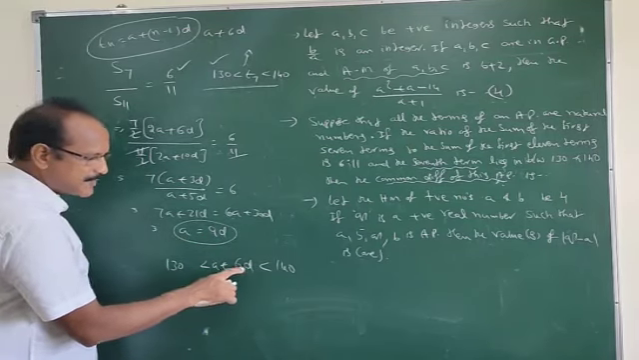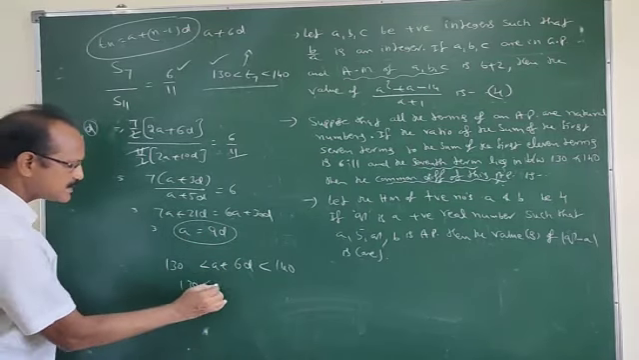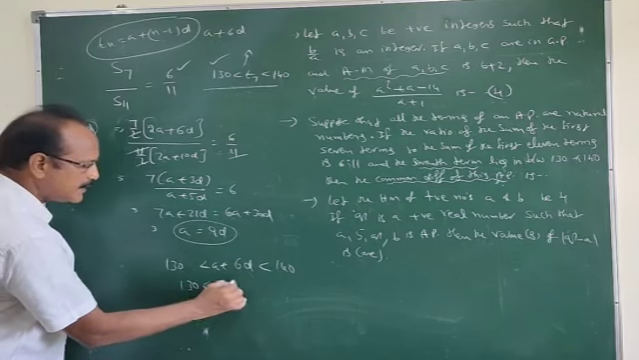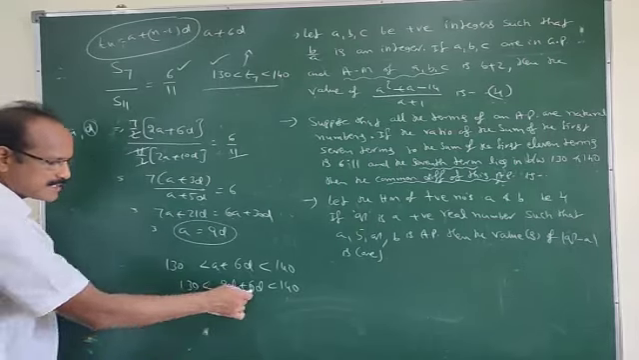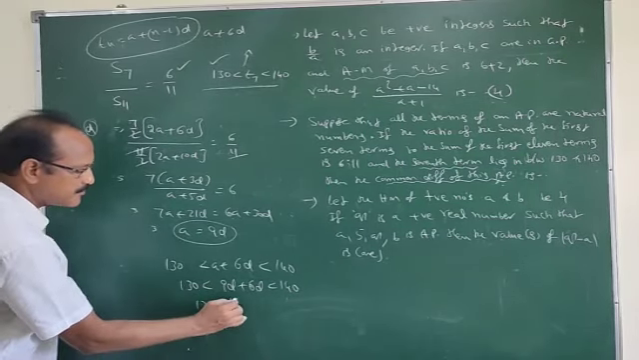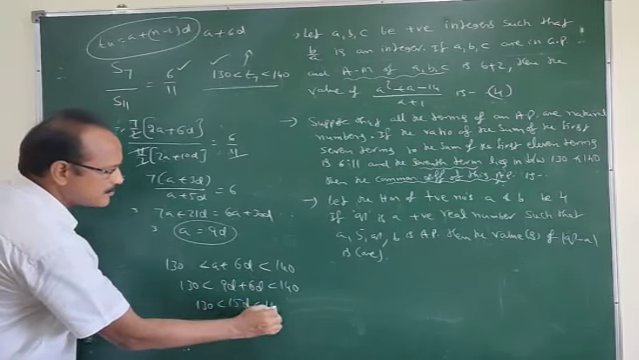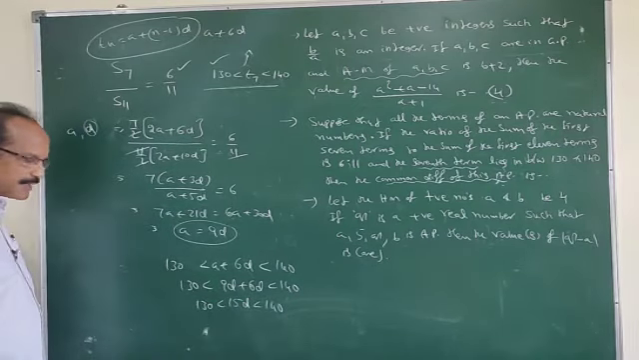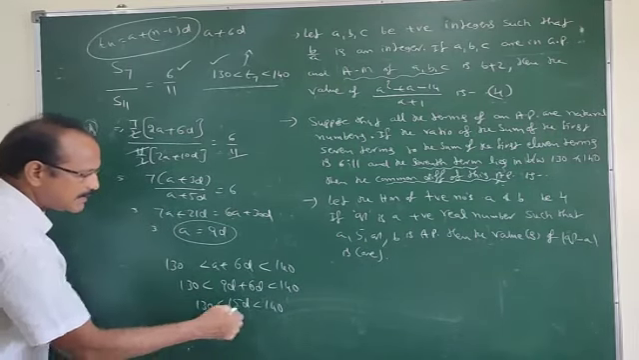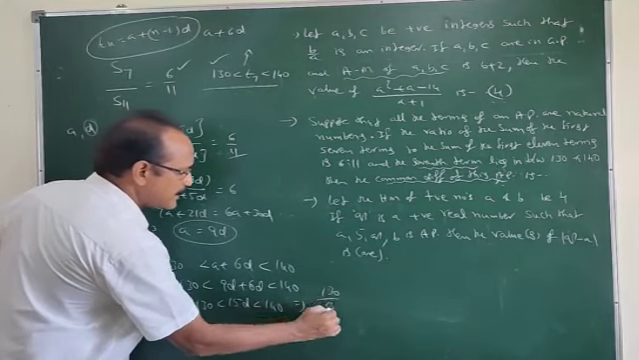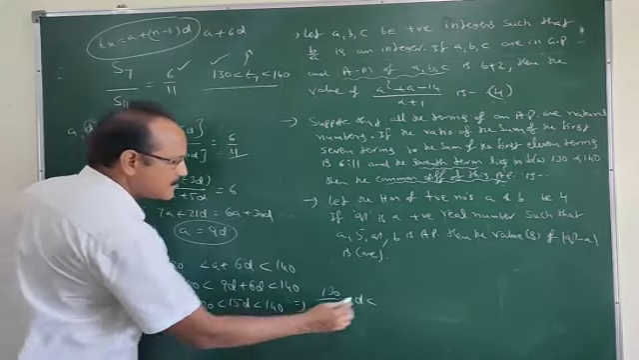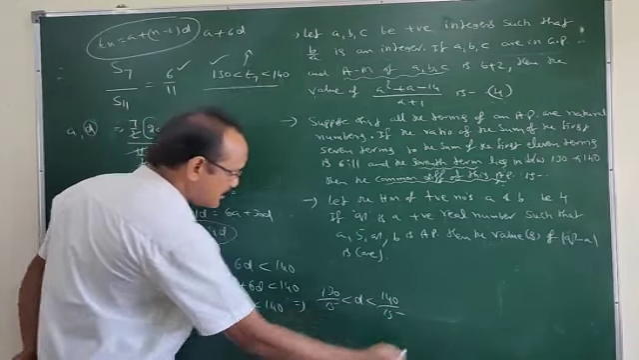It is 9d plus 6d. That is, 130 is less than 9d plus 6d, which is less than 140. 9 plus 6 is 15, so 130 is less than 15d is less than 140. Right, you have to calculate d. That is 130 by 15 is less than d, which is less than 140 by 15.